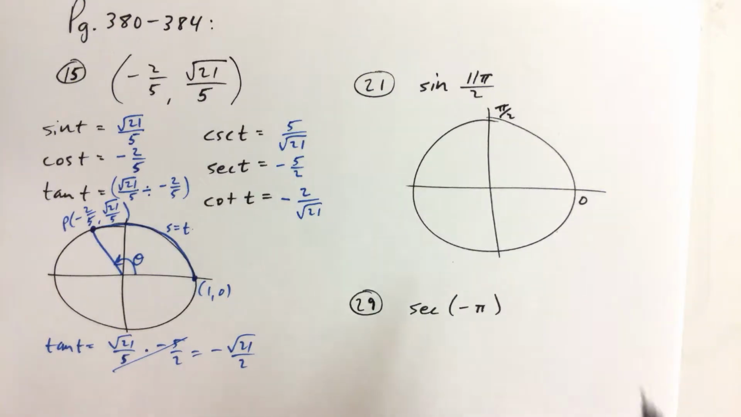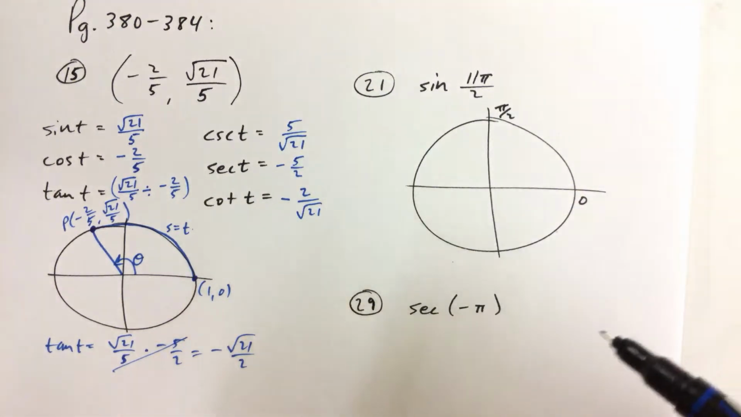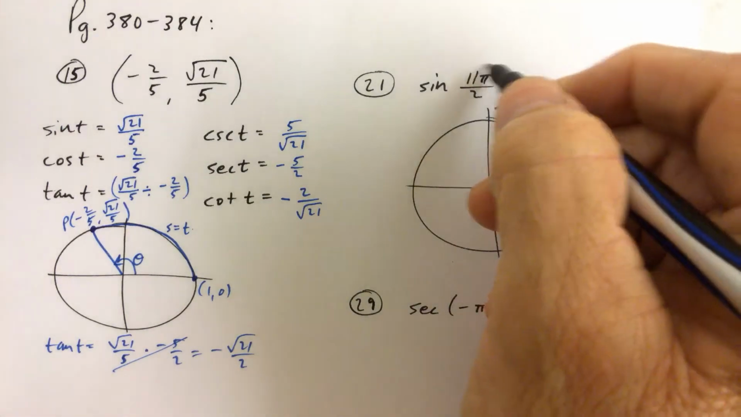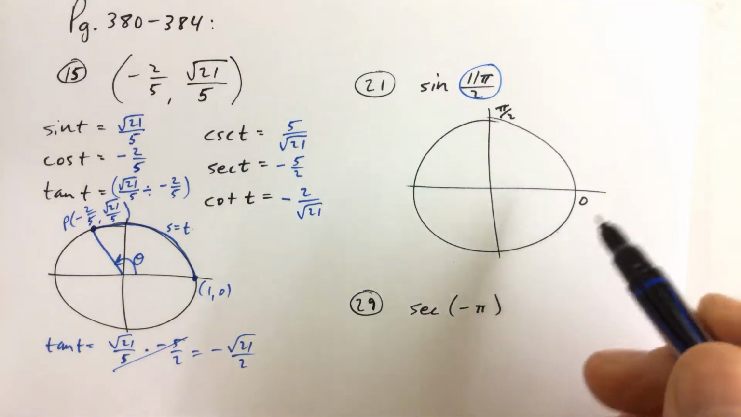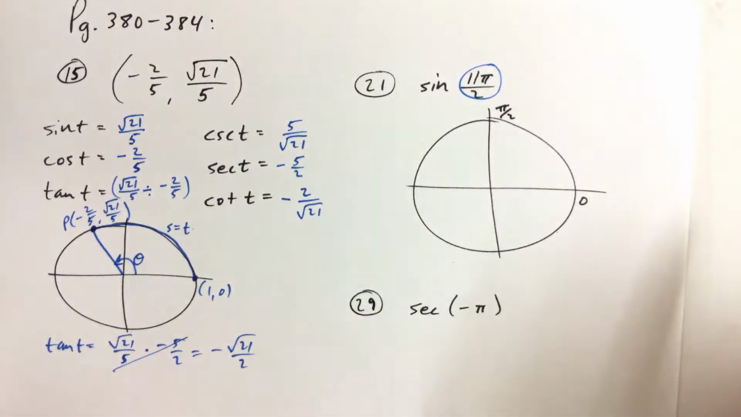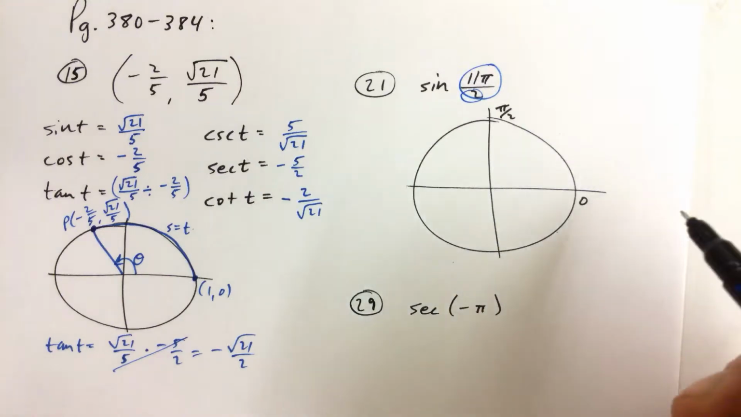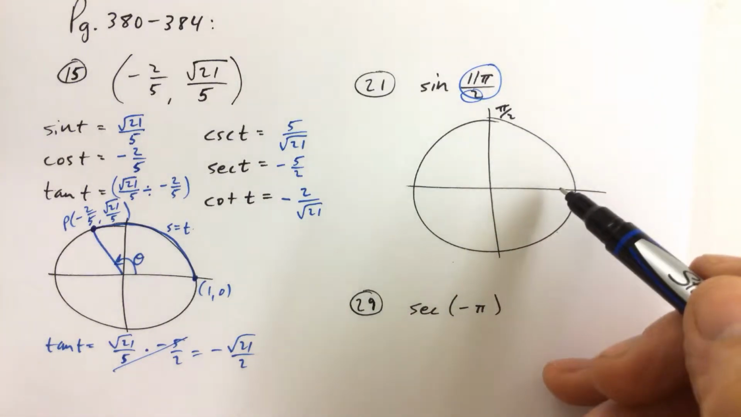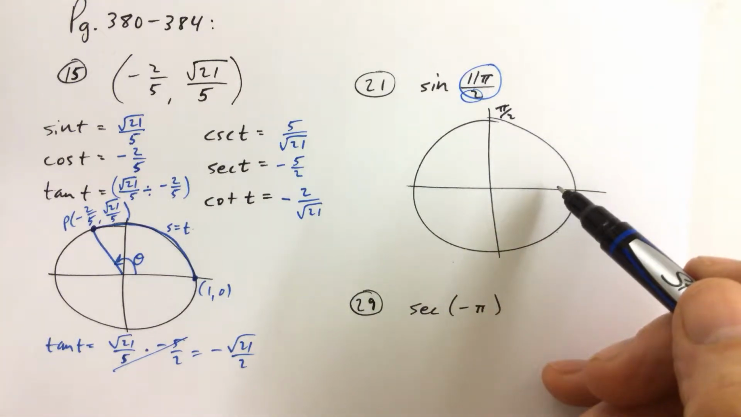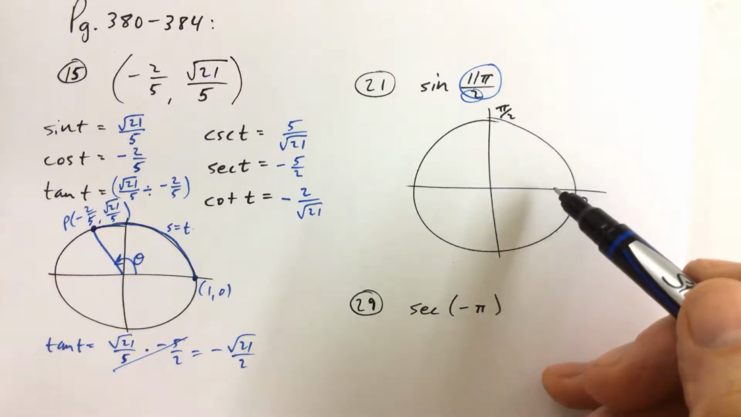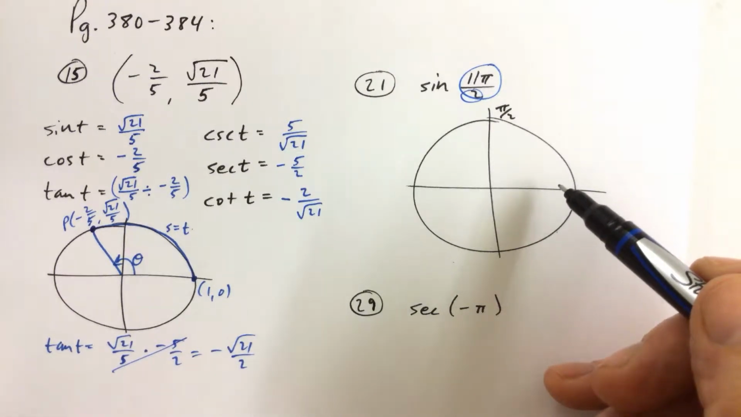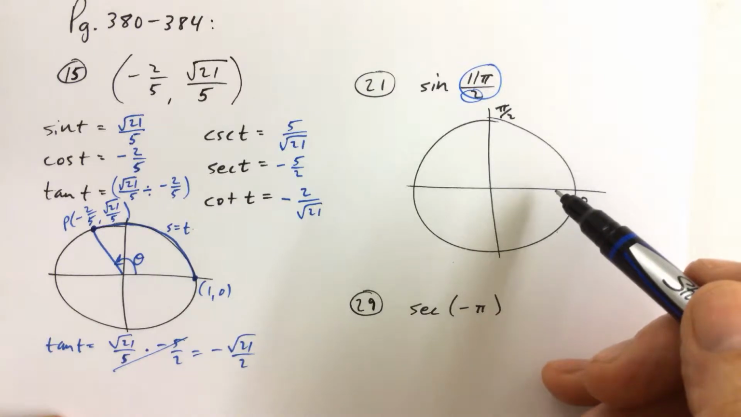So in the next section here, 21 and 29, we're asked to find the exact value without using a calculator. So the first thing we want to do is figure out where on the unit circle 11 pi over 2 falls. And if we're counting, notice that the denominator is 2 here, so if we count by pi over 2's, we can quickly count around the unit circle. Now, you can get some shortcuts later on, but I just really want to walk you through this part, how to count around the unit circle without having to use the shortcuts.